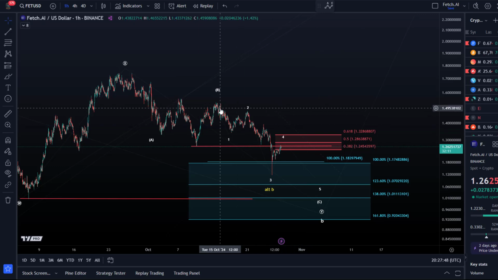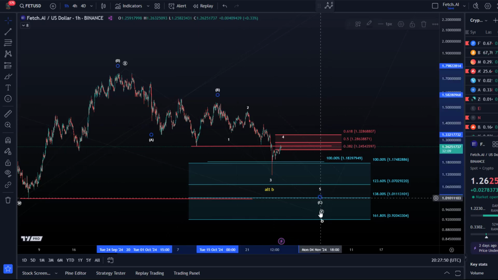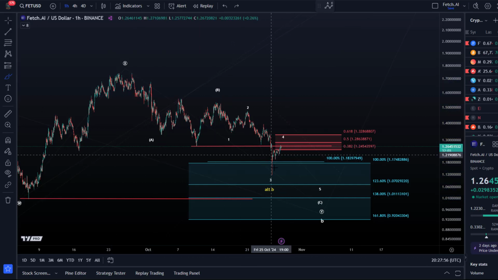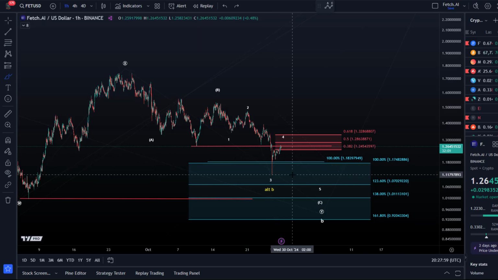If the move down is an ending diagonal in wave C of Y, bear in mind a Y wave is an ABC structure itself, but if the price is in this C wave of wave Y, then we should see one more low. It is possible that a low already formed, but only in an alternative scenario. I mean, really anything is possible. But if a low already is in, that yellow wave B would have been a WXY structure and a completely tricky structure to deal with.